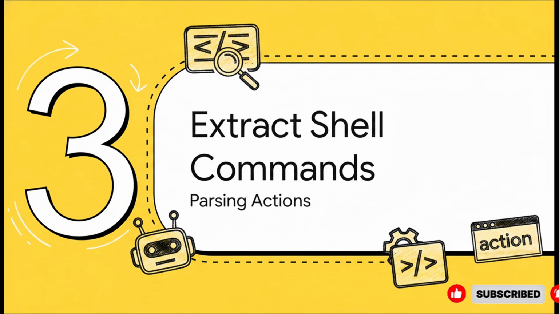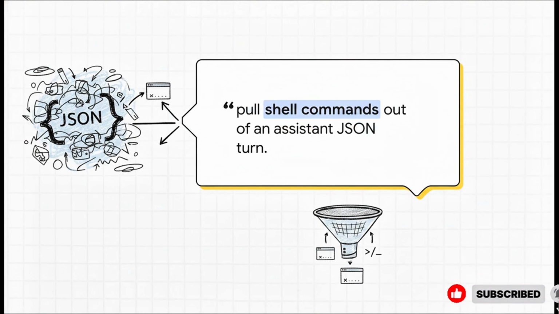Stage 3, extracting hidden shell commands by parsing actions. Having clean conversation turns is great, but to really understand what an AI agent is actually doing, we need to pull out the specific actions they're trying to execute. Just look at how messy a raw assistant output can be. It's often a chaotic JSON block filled with nested dictionaries, arrays, and a labyrinth of fields like commands, keystrokes, or action. It's an absolute jungle in there.